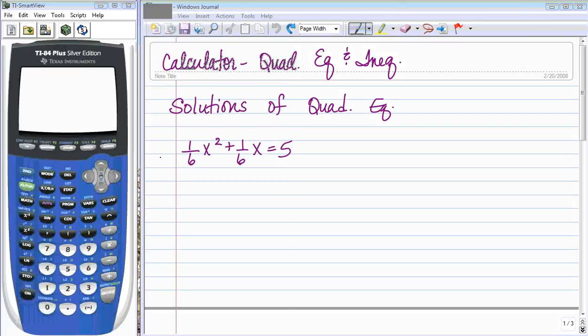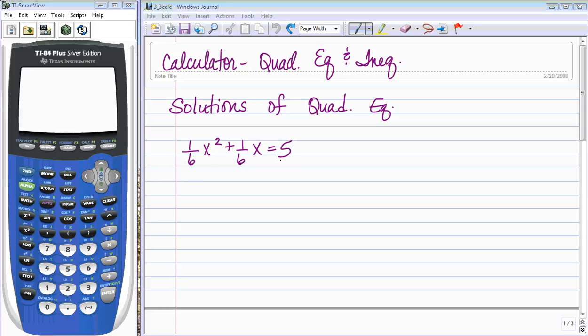Hi, let's take a look at how we can use a calculator to help us solve quadratic equations and inequalities. This skill was actually covered in an earlier video, but I think it's worth noting so that you can make sure that you're understanding everything. So if I wanted to find the solutions of the equation 1/6x squared plus 1/6x equals 5.